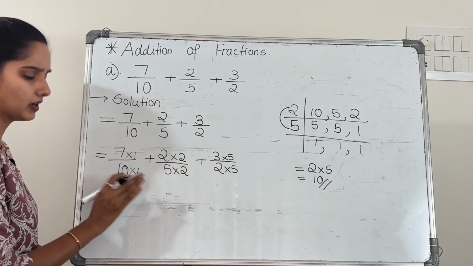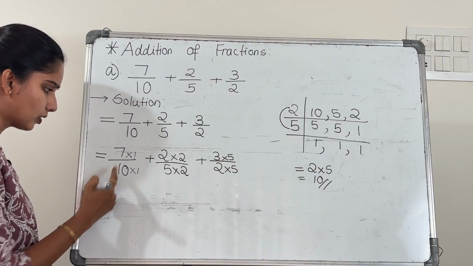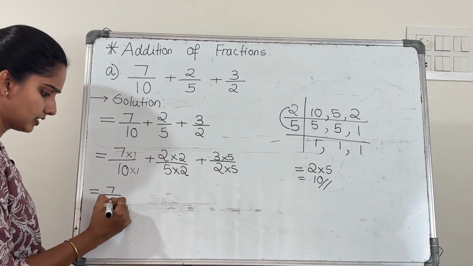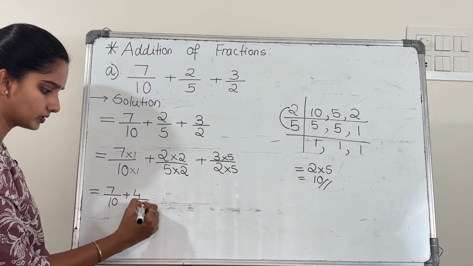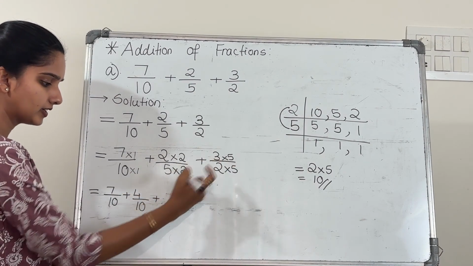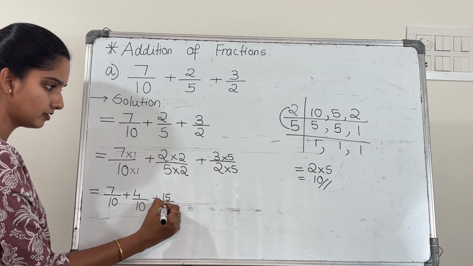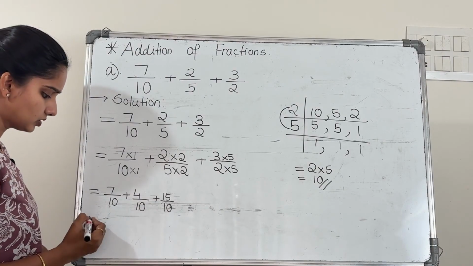Now let us multiply. Normal multiplication: 7 1s are 7, 10 1s are 10, plus 2 2s are 4, 5 2s are 10, plus 3 5s are 15 and 2 5s are 10. Now normal addition.